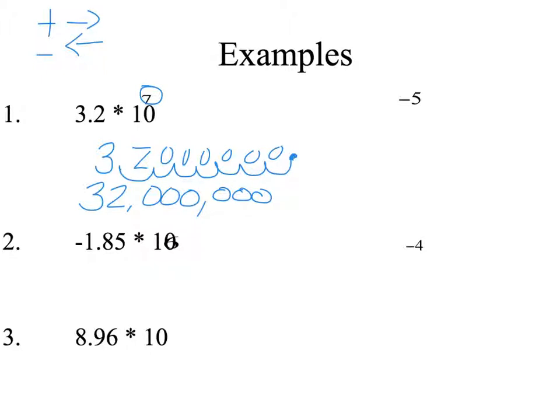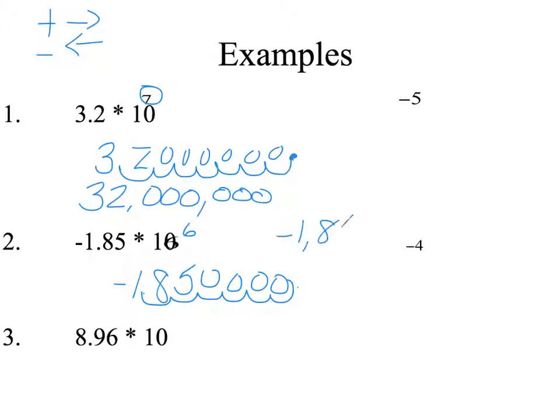Second one should be negative 1.85 times 10 to the 6th. So negative 1.85. My 6 is positive, so I'm moving to the right. 1, 2, 3, 4, 5, 6. Writing it all nice and neat with commas is negative 1,850,000.